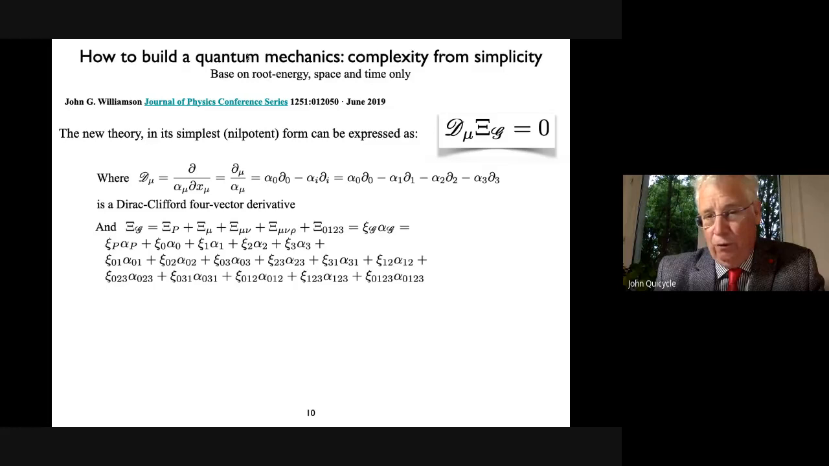So psi p, psi zero, psi one in the last equation there are all numbers that express how much stuff there is in each component. And alpha zero is a unit vector in time, alpha one in the one direction of space, alpha two in the two direction of space, alpha three in the three direction of space. You can think about it as x, y, z if you like, but it could be r, theta, phi or any conformal orthonormal set. They all work the same way. They just transform amongst these different things.